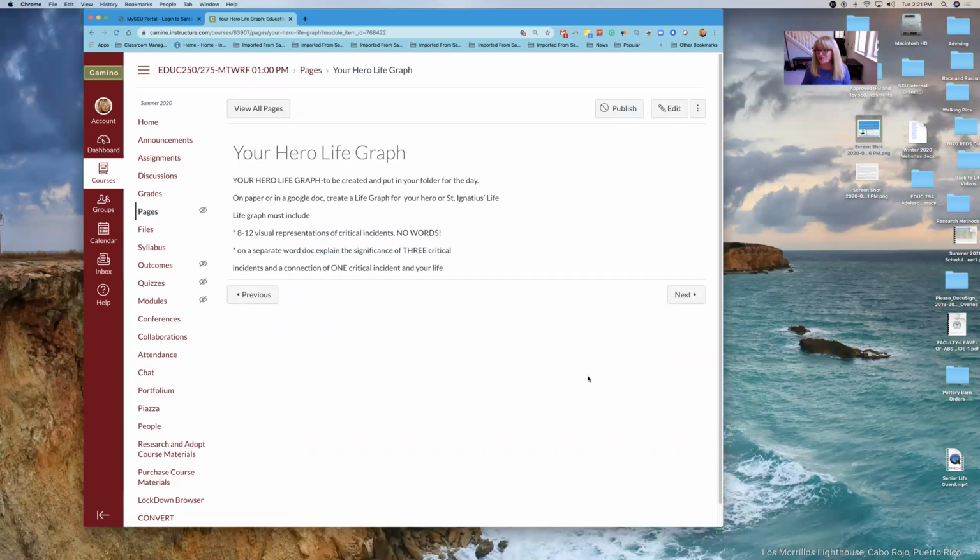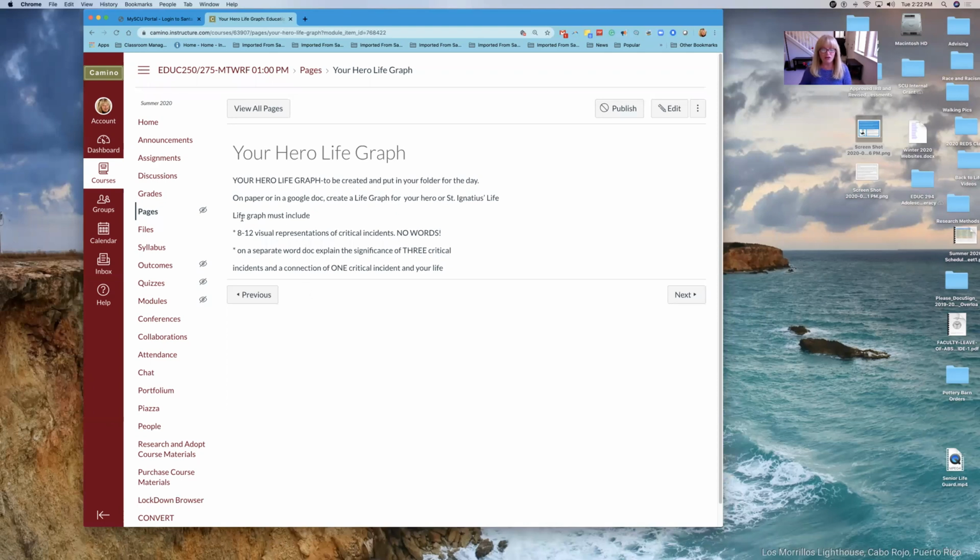This is where you're going to make your own life graph. So the life graph could be made from the 8 to 10 or 8 to 12 critical incidents that took place in St. Ignatius's life, or it could be 8 to 12 critical incidents of another hero that you want to do a life graph for, okay? Eventually, you're going to create your own life graph, but not with this assignment.